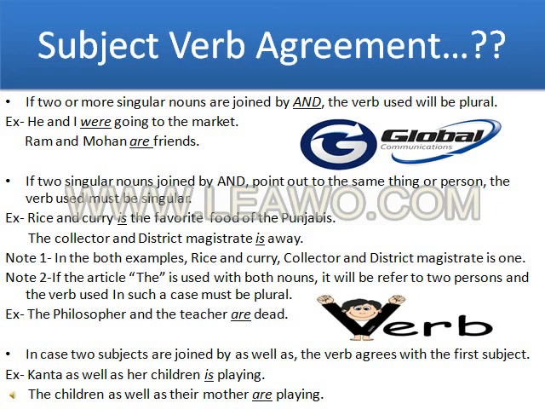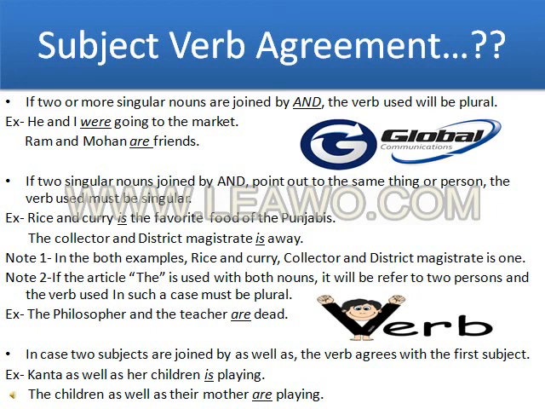Kanta is singular. As per the rule, when two subjects are connected with "as well as", we always go with the first subject. So the first subject is singular, so the verb will also be singular. Next example, "The children as well as their mother are playing." Children is what? Children is plural, so the verb would be plural. That's the plural verb used here.